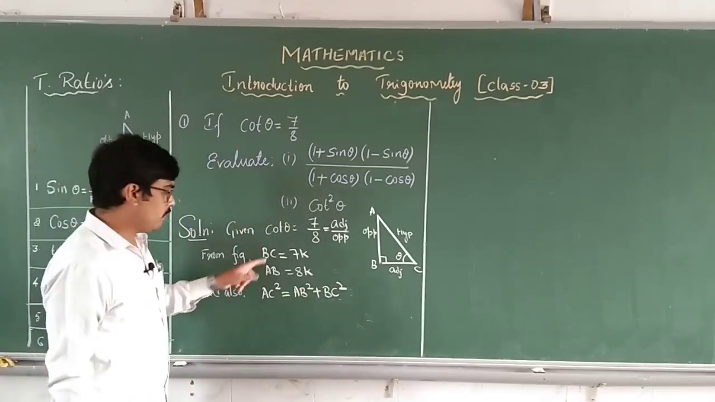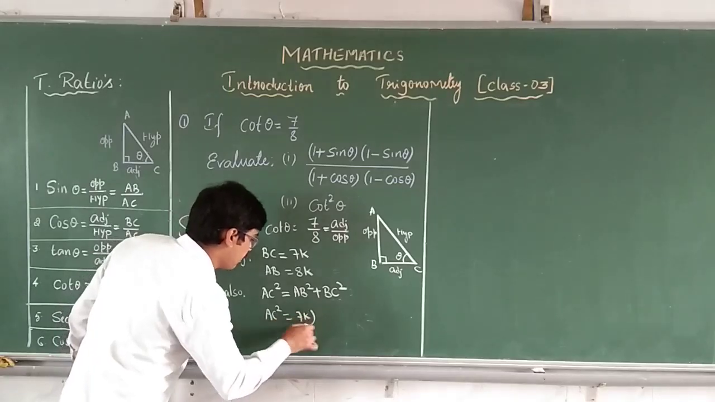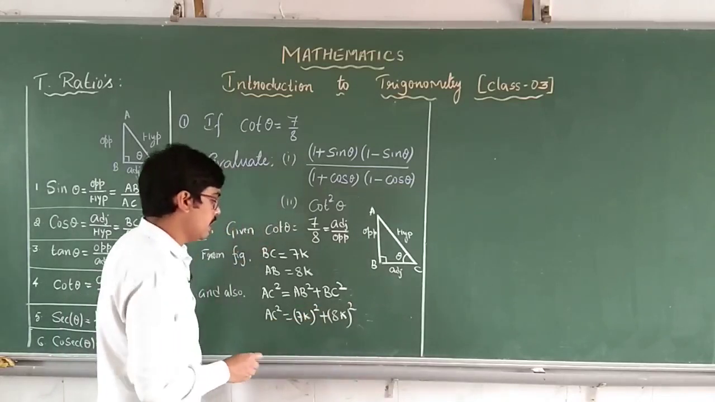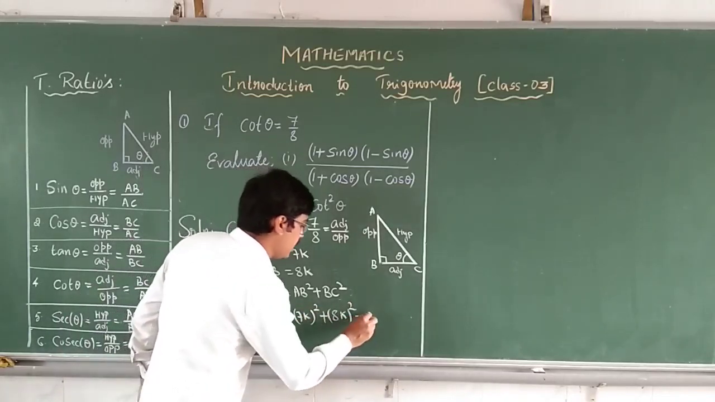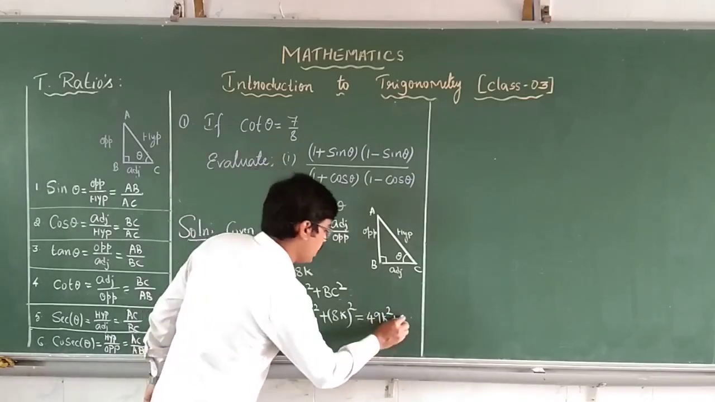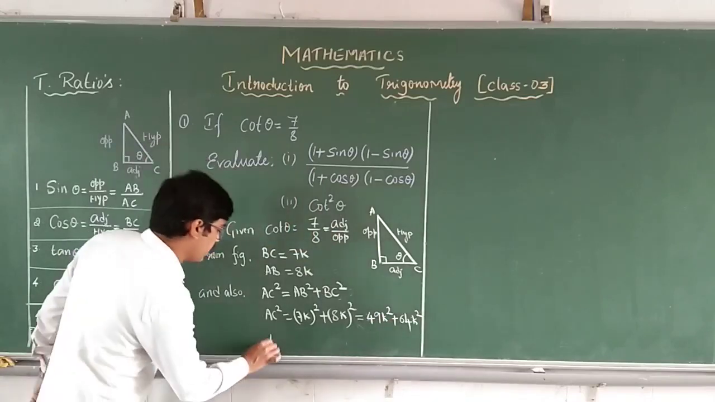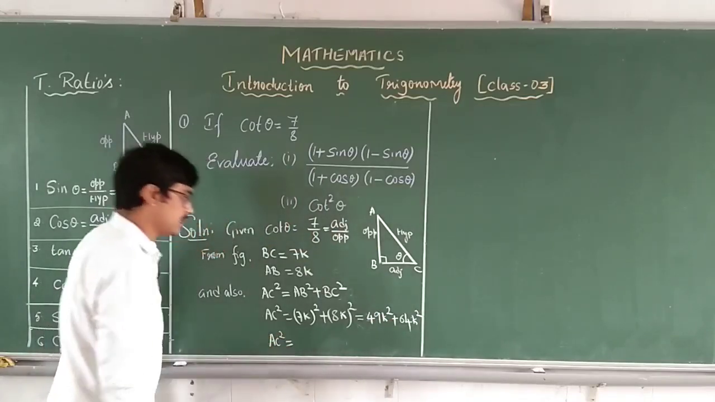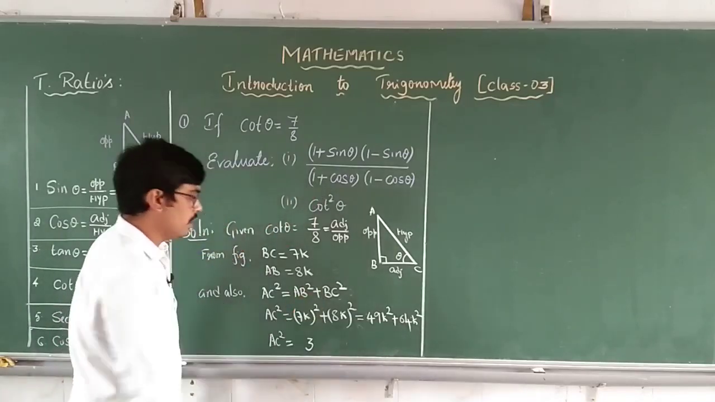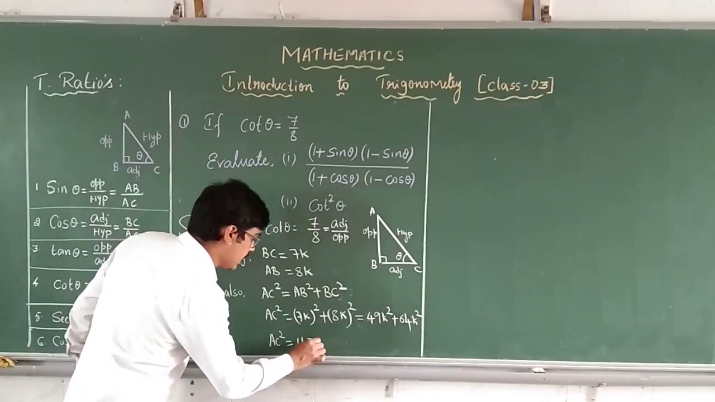Now here I know the values of AB and BC, substitute those values. So this is equal to 7k whole square plus 8k whole square. This will be 7 square is 49k square, 8 square is 64k square. Therefore we will get AC square as 113 k square.